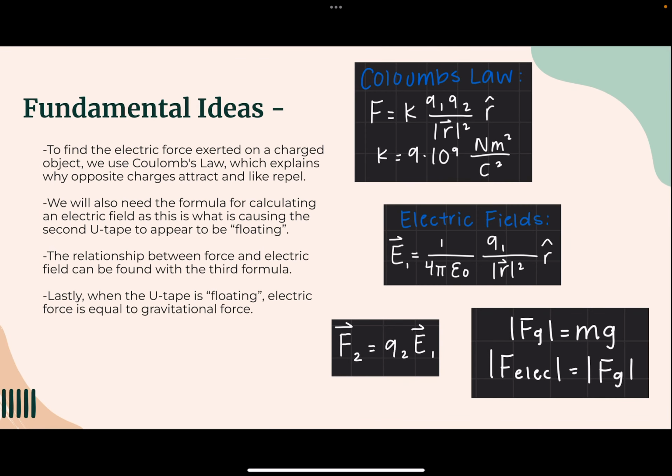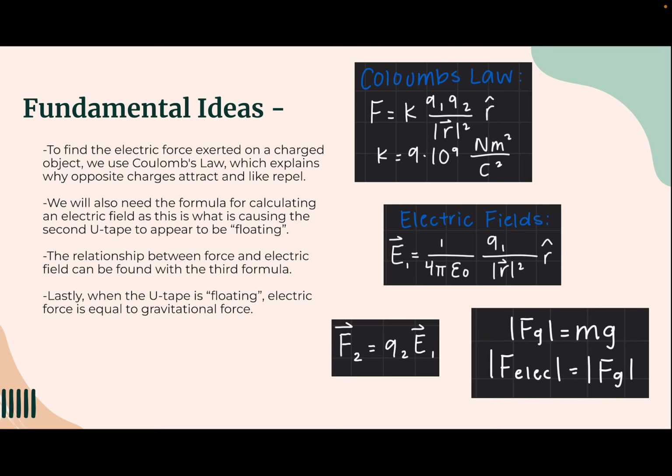And some fundamental ideas to discuss before we go into calculations in the GlowScript are some formulas. And so to find the electric force exerted on a charged object, we'll actually use Coulomb's law, which explains why opposite charges attract and like repel. And that's at the top right here with a constant k of 9 times 10 to the 9th. And so the second one is a formula for calculating electric field, and this is what is causing the second U-tape to appear to be floating, which we'll see in a little bit.